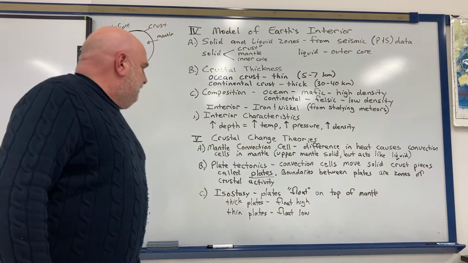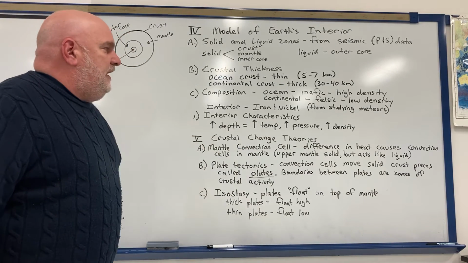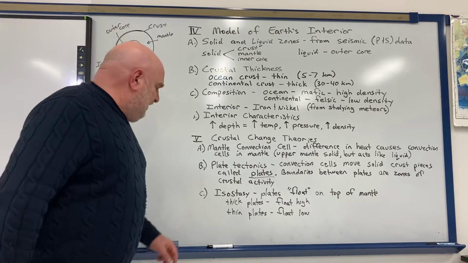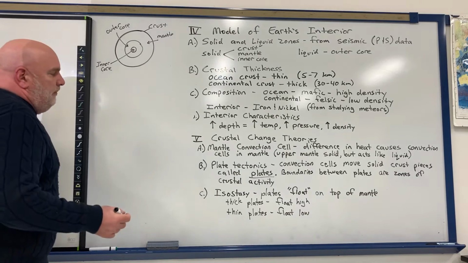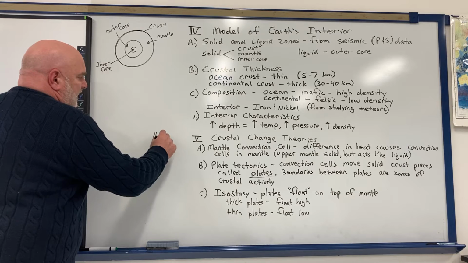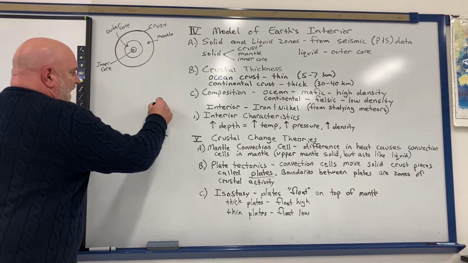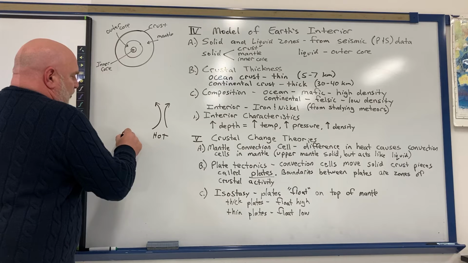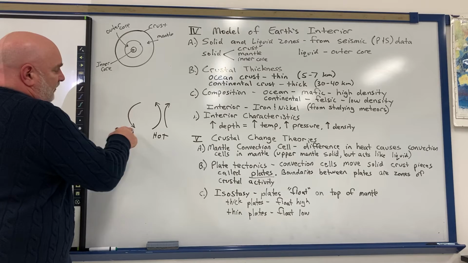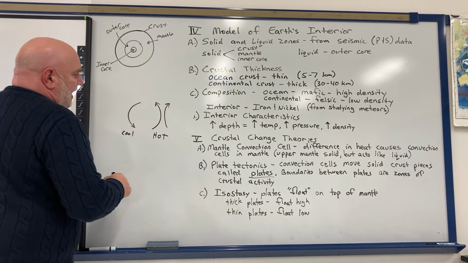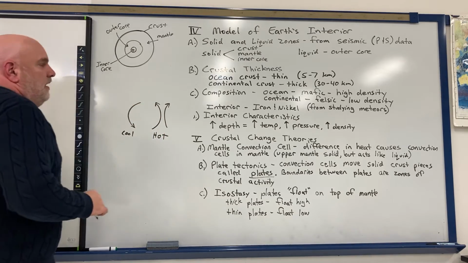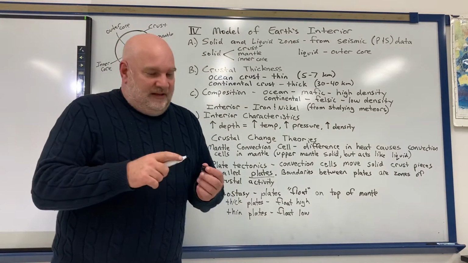Crustal change theory. All right, mantle convection cells. Difference in heat causes convection cells in the mantle. All right, so if you remember what a convection cell is, we talked about them earlier in the year. So like with water, if I have a hot section right here, that'll cause the water to rise. If I have a cool section right here, that water will sink, because cool stuff's more dense, so it sinks. Hot stuff's less dense, so it rises. So you end up with this circular motion taking place. That's a convection cell. Now, convection cells take place best in liquids and gases, right?